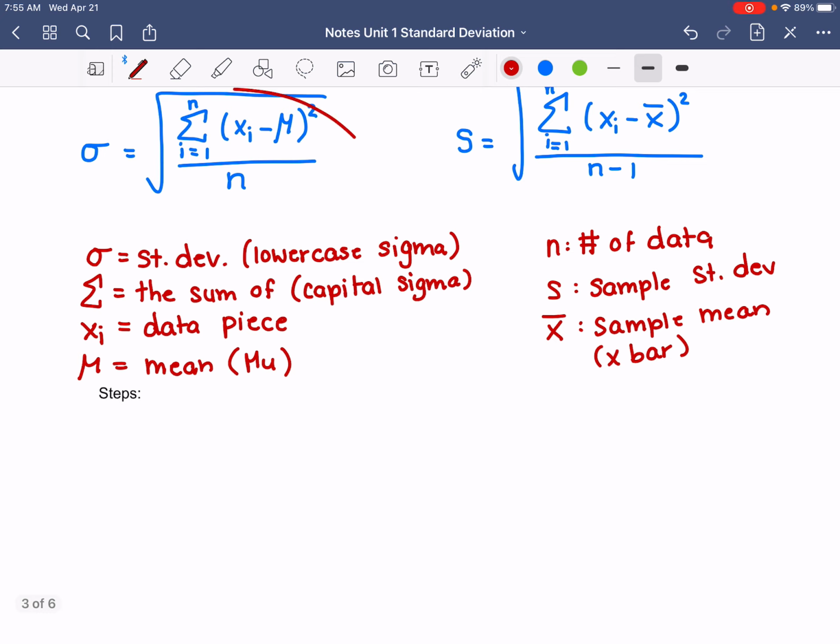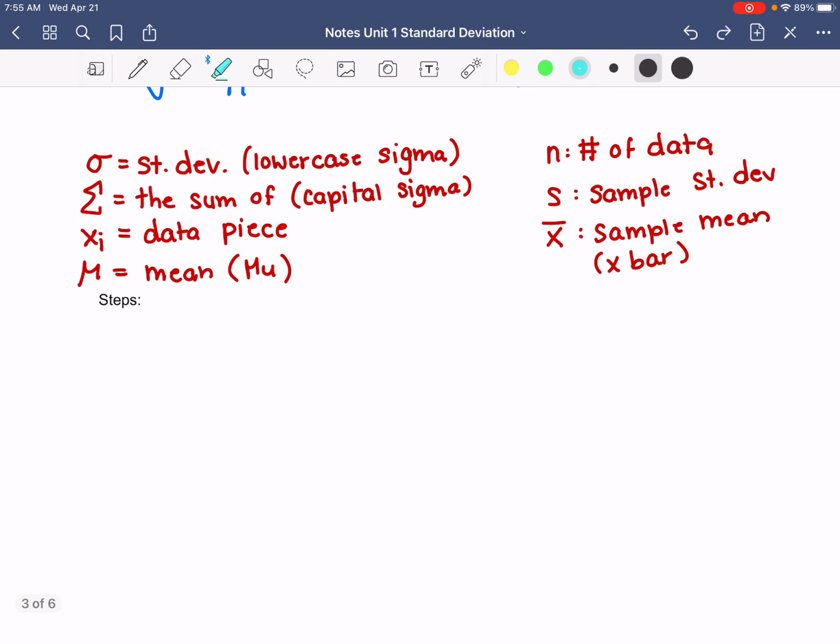Okay, so like I said, this formula looks really big and confusing. So we're going to write down some steps, and these steps are what we're going to use to find our standard deviation. So the first step is going to be to find the mean. That would either be mu or x bar. Step 2 is you're going to subtract each data piece minus the mean.